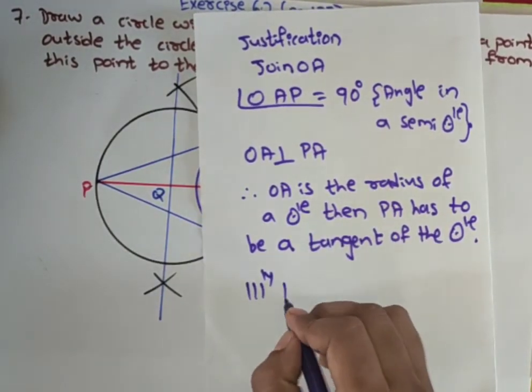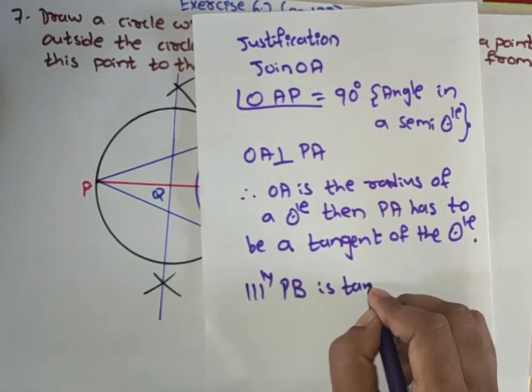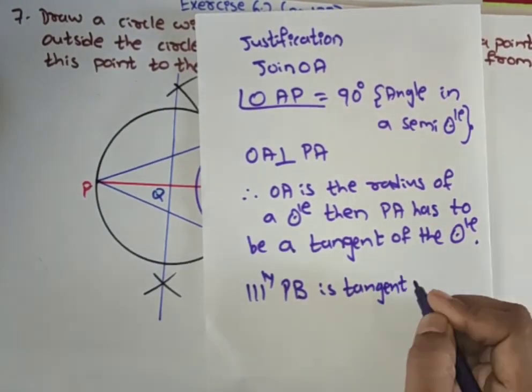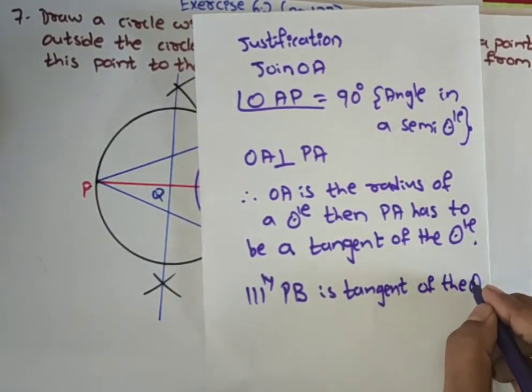Similarly, PB is a tangent of the circle.